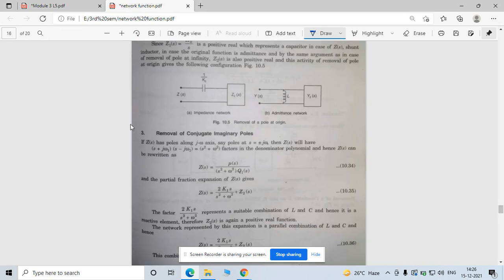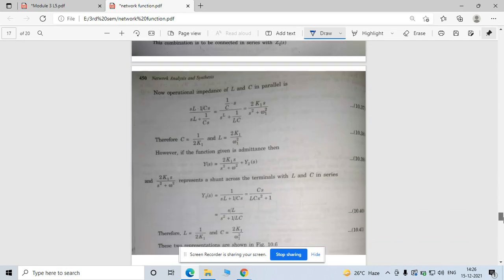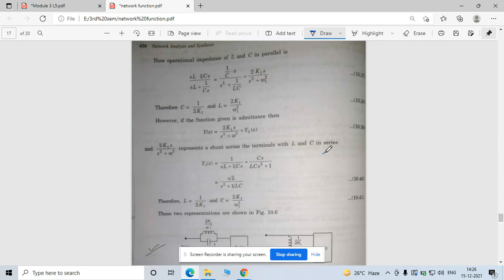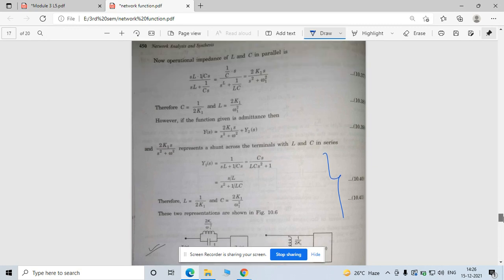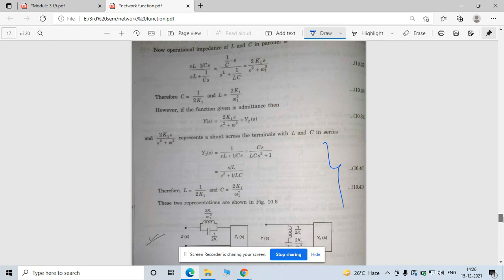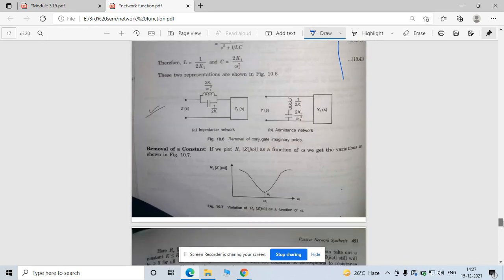So we covered this, right? Removal of pole at imaginary pole, conjugate imaginary pole. Here the method is given. You simply have to arrange that admittance in the standard format, that is 1 upon Z format. By doing such an arrangement, at the final stage you have to compare only the L and C components.